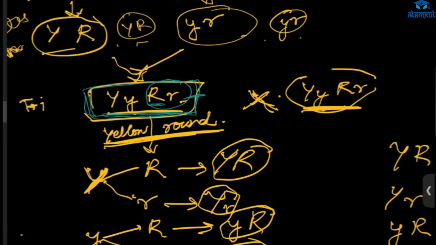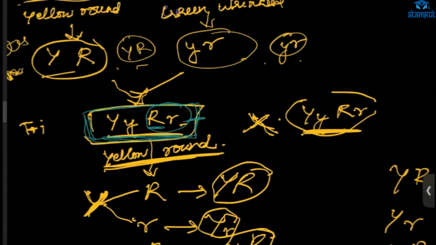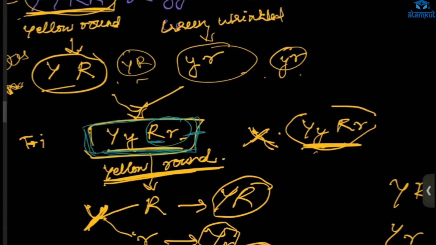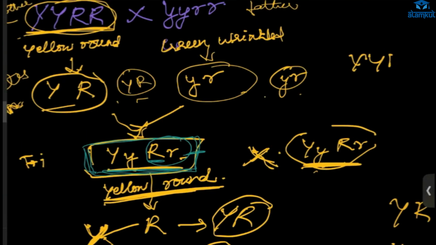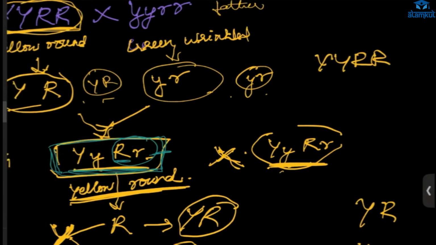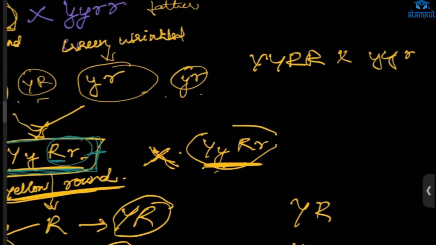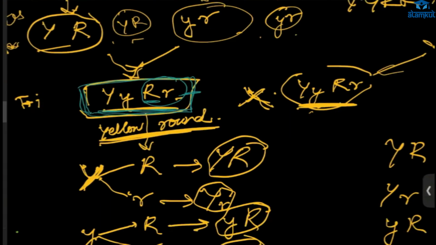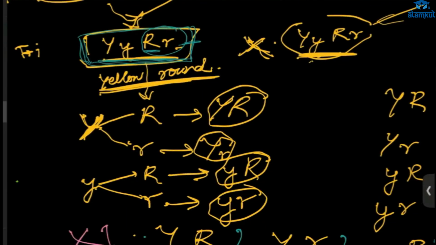Ma'am, selfing is done when we take the same type of cross again, and the same thing we are getting in the first generation, so both will be crossed. Same thing we will be getting, right? The same thing, YYRR. Second time the same cross, YYRR. Then the same thing we will be getting. So this is selfing.